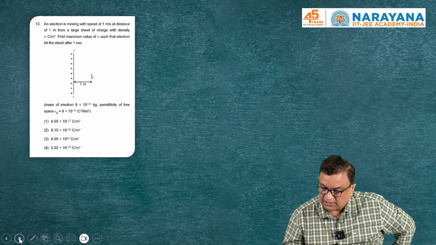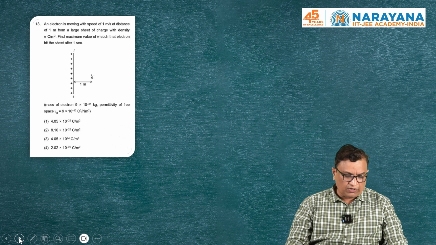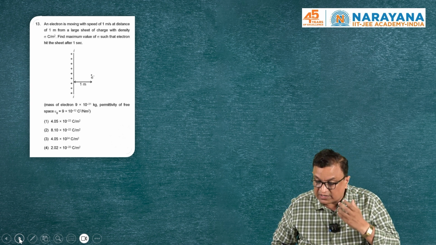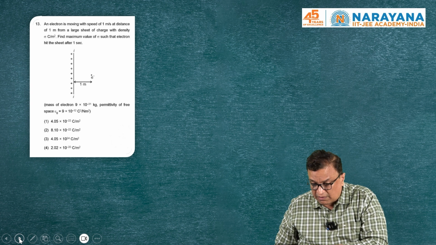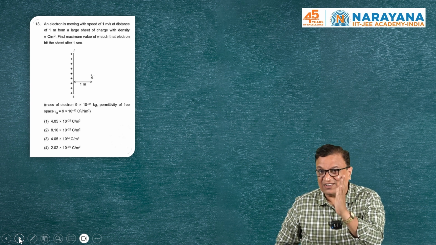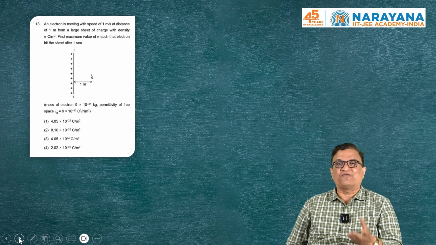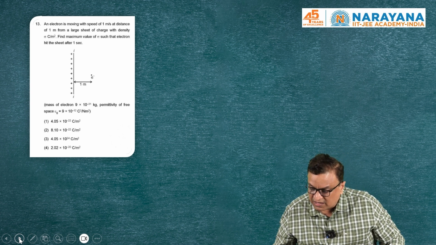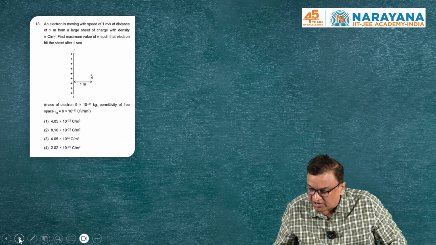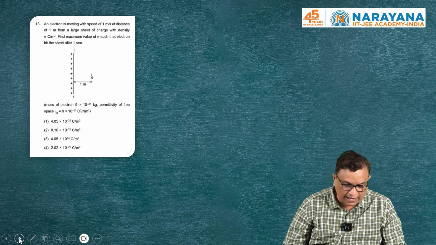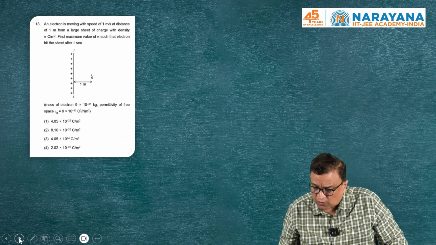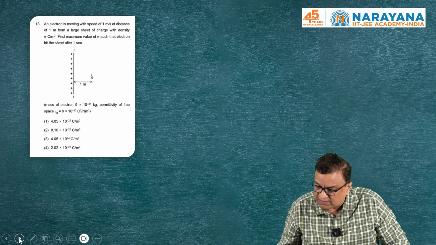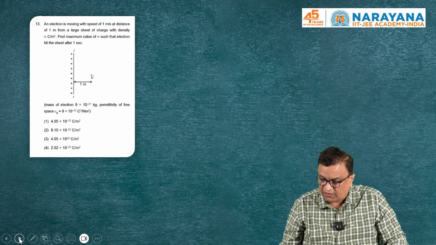The next question is the 13th question. An electron is moving with speed 1 meter per second at a distance of 1 meter from a, remember, large sheet. You don't assume that it's a line. It's a sheet. A print on a paper is a 2D form. So the sheet is like this, into the plane of the paper. Find the maximum value of sigma so that the electron hits the sheet after 1 second.